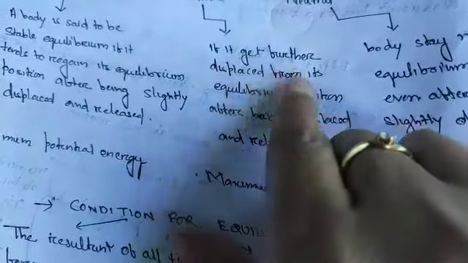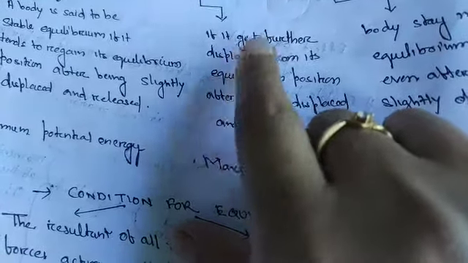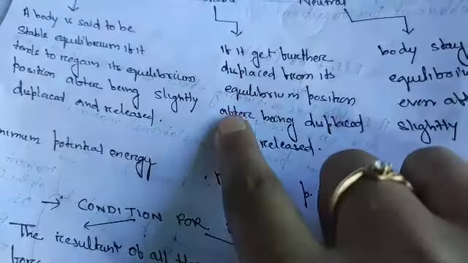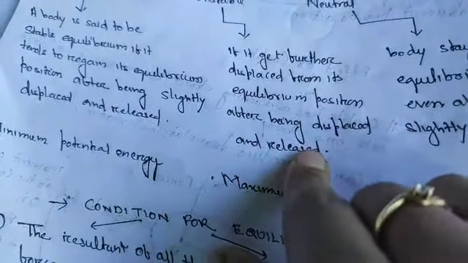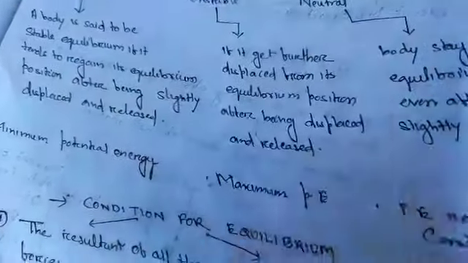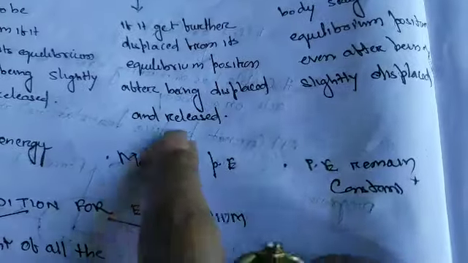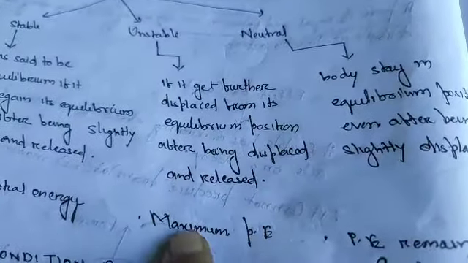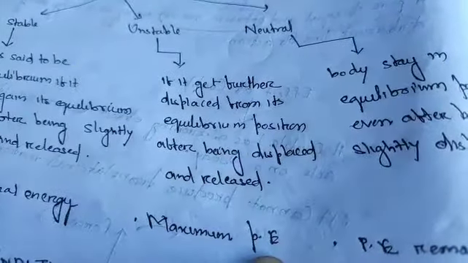Means if we get further displaced, we are applying the force, the body is displaced further, and it acquires an equilibrium position after being displaced and released, that time we can say it is unstable. Clear? Now, for the unstable example, the most important thing here is that it acquires maximum potential energy. So whenever a body is unstable, it acquires maximum potential energy.